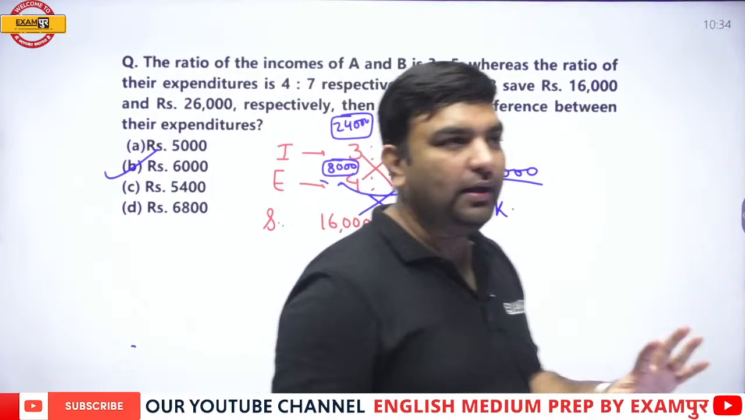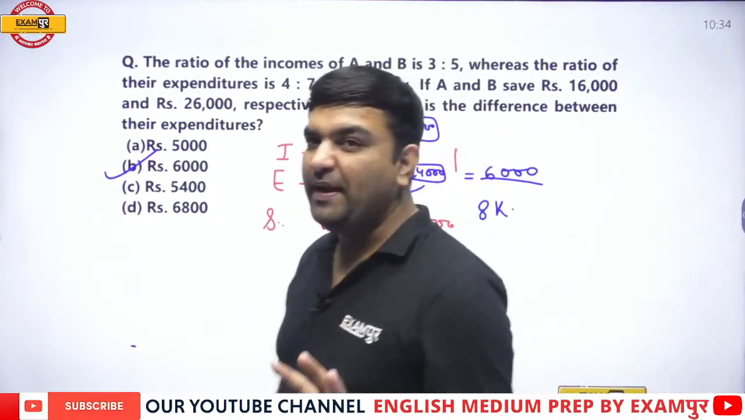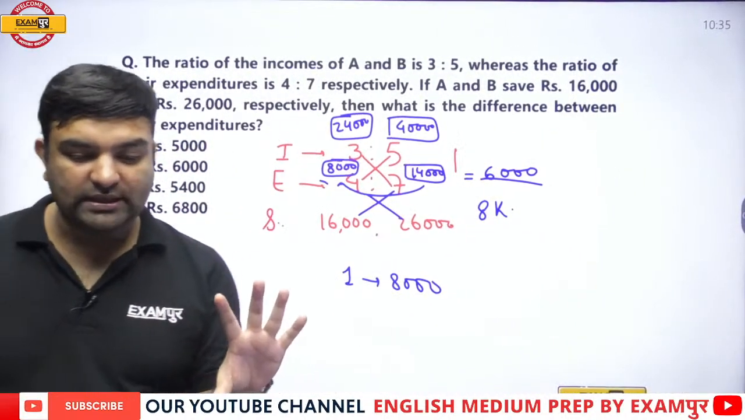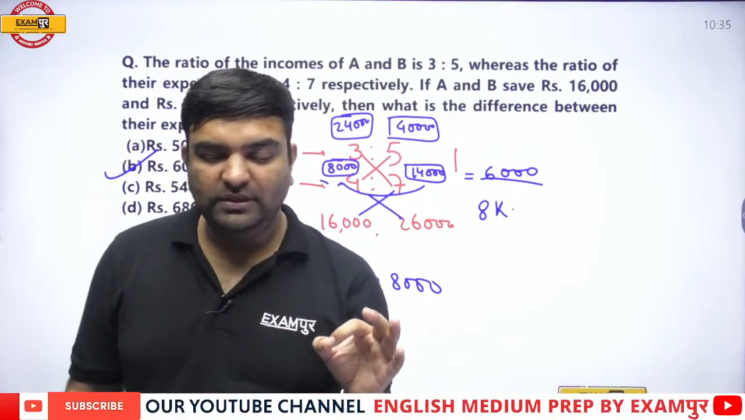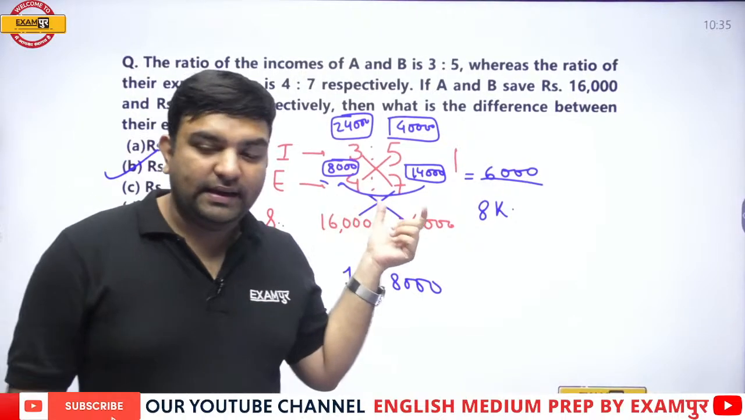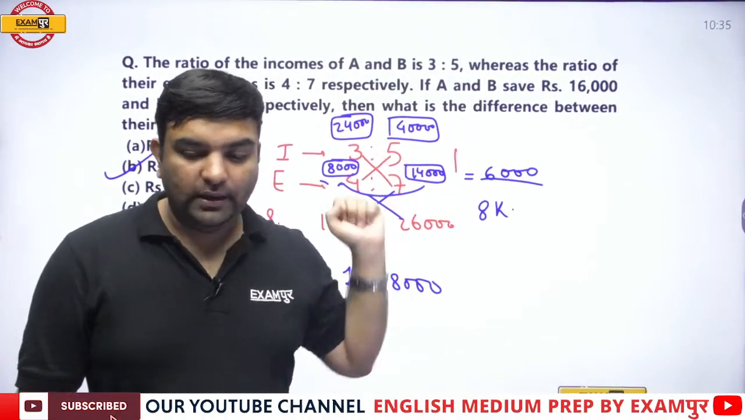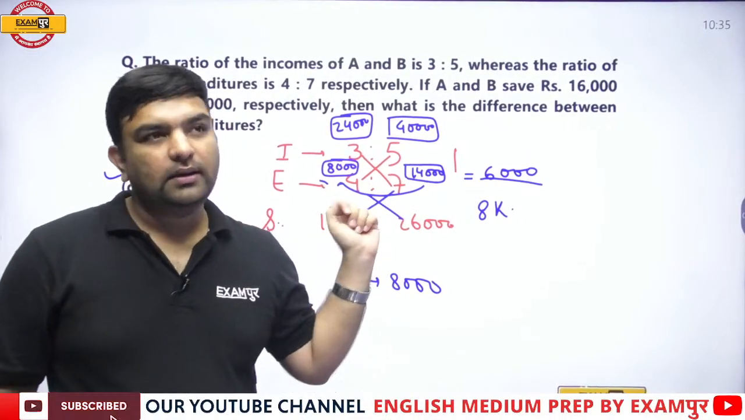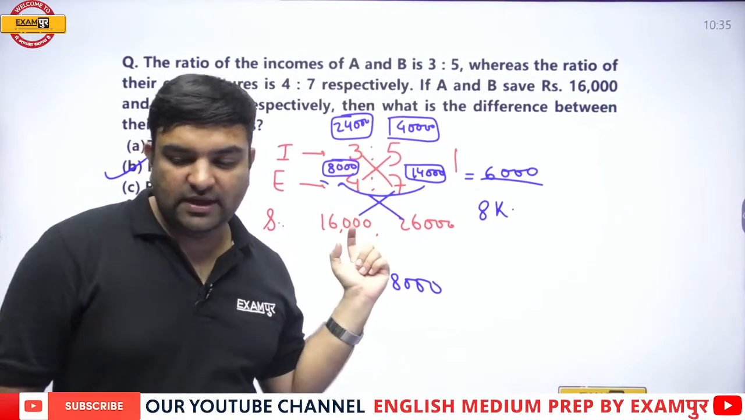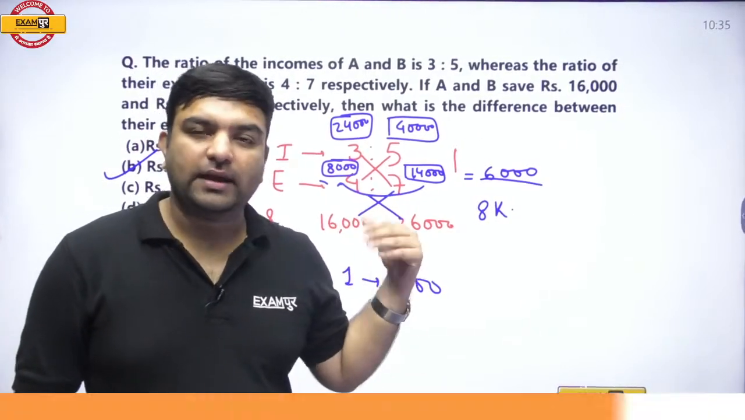So what we learned today? We learned today that in the expenditures, this crisscross is not applicable. You cannot find expenditures from this crisscross. Crisscross is applicable only for the incomes. You can find the incomes directly from the crisscross. If incomes are known and savings are unknown, then expenditure can also be known.